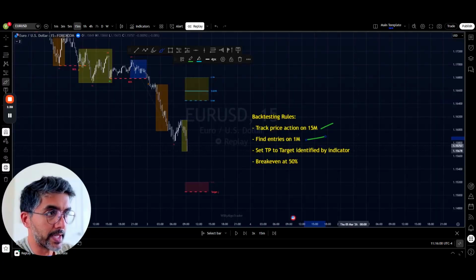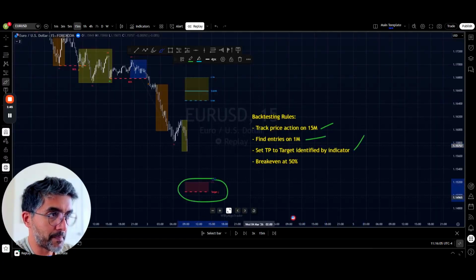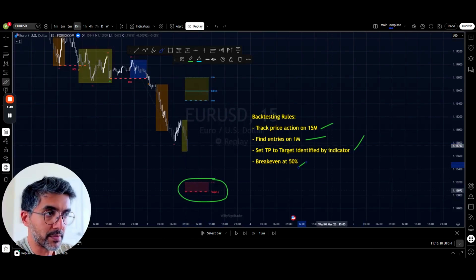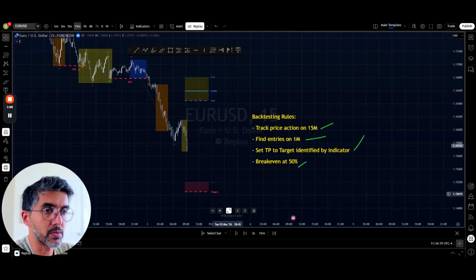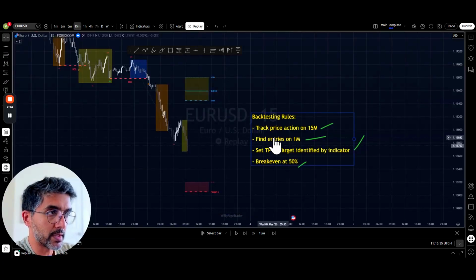From there, we'll set a take profit at the indicator level. In this case, it would be all the way down here. And we'll break even at 50% as a form of capital preservation and frankly, a reflection of best practices that I take in my live trading. The stop losses will be placed in areas that make sense according to most recent price structure on the 5-minute, let's say. Very similar to how we have done it in SMC concept videos in the past. So those are the rules that we'll follow.